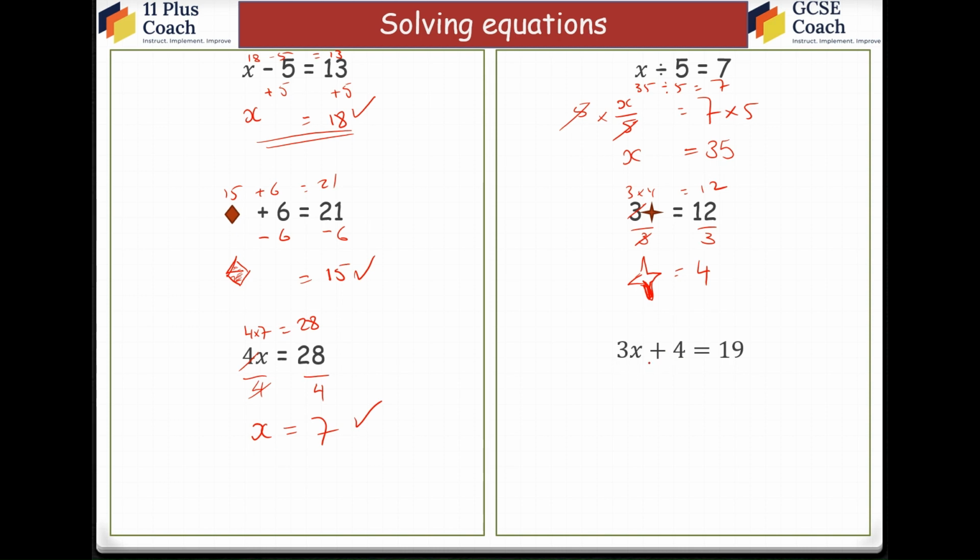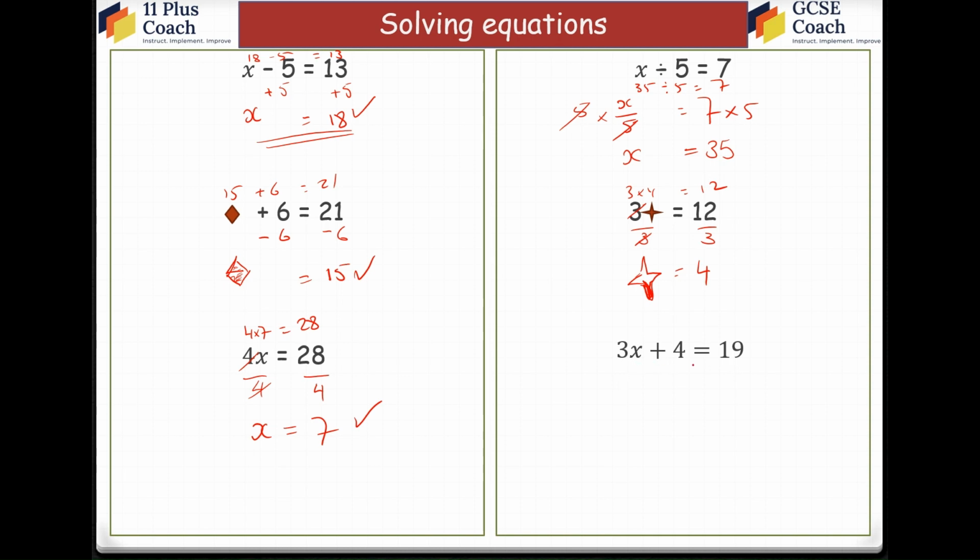You always start with the one furthest away. The furthest away are the first to go. So on the side of the x, the furthest away is 4. 3 is right next to it, 4 is further away. Now, when I say furthest away, you might be thinking 19 is furthest away, but that's already on the other side. The other side doesn't matter. It's the side where the x is. We're trying to get the x by itself. So I'll start with the 4 first.